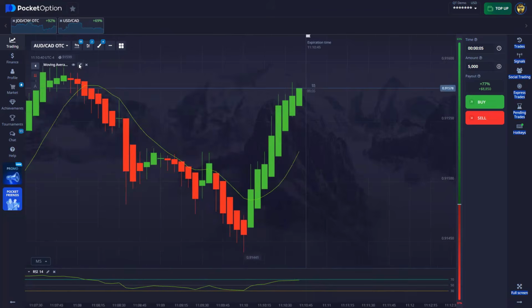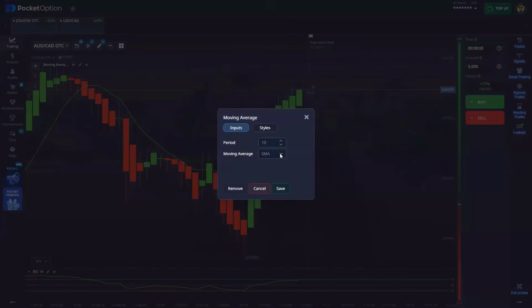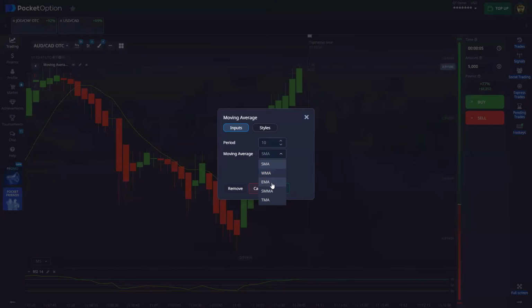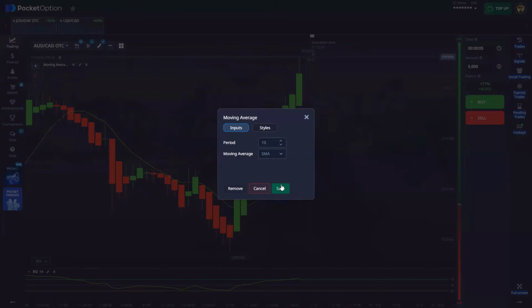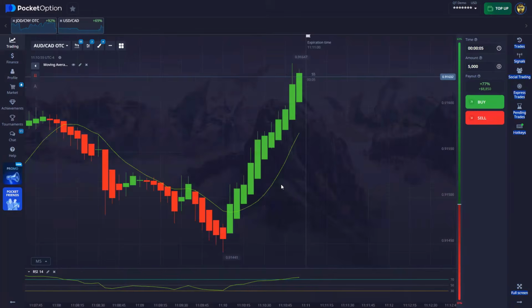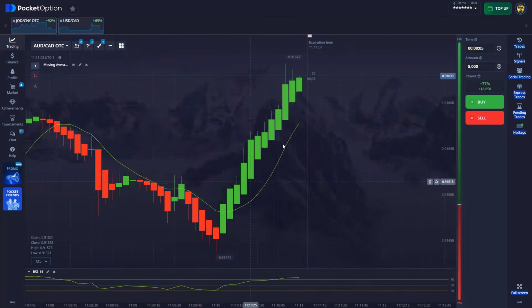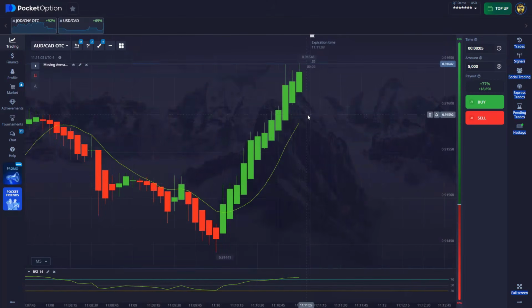If you want to change the settings for the moving average, you can go right here. You can also switch it to WMA, weighted moving average, EMA, exponential moving average, SMA, and TMA as well. We're just going to keep it on a simple moving average. This one is powerful because it smooths out the price movement, so you can clearly see whether the market is trending up, as you see now, or if it's trending down.